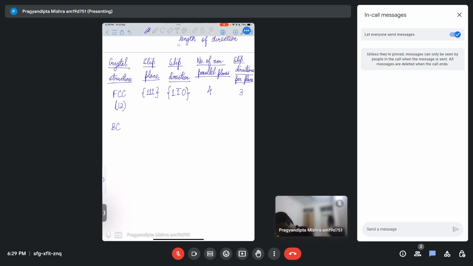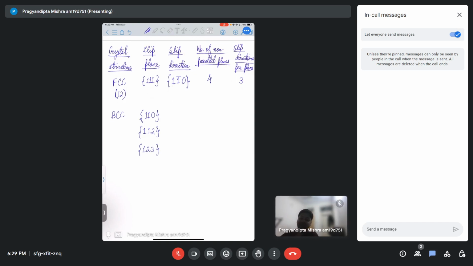Now for BCC, we have 3 different slip planes. One is 110, then we have 112, then 123. So for 110 it will be the 1 bar 1 1 direction. Sorry, I think here I've given the wrong bracket. So you have to be careful which brackets you are using for which case.